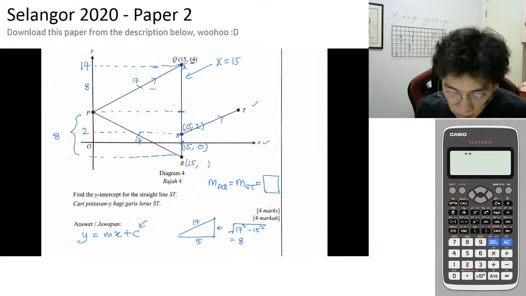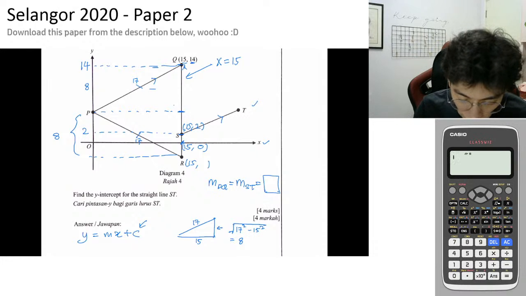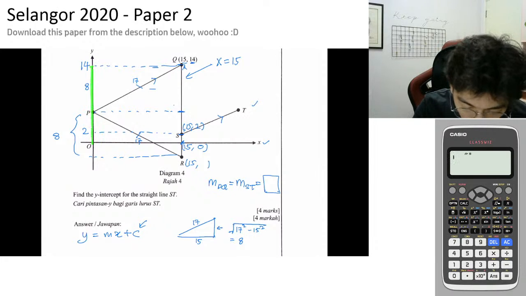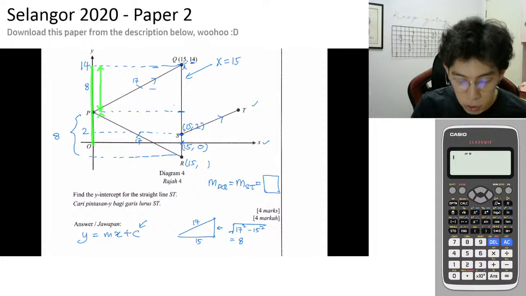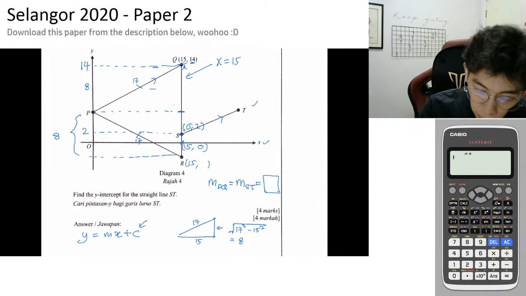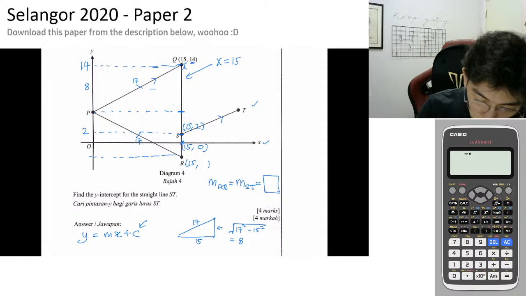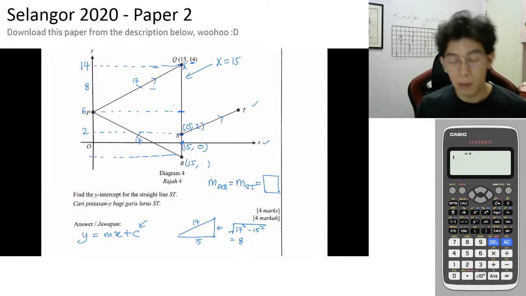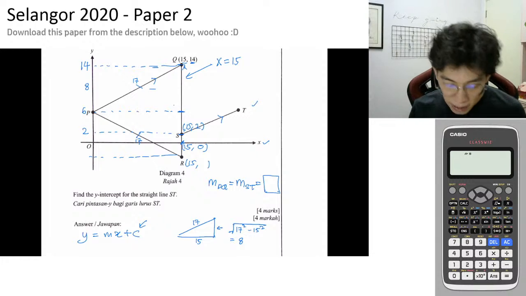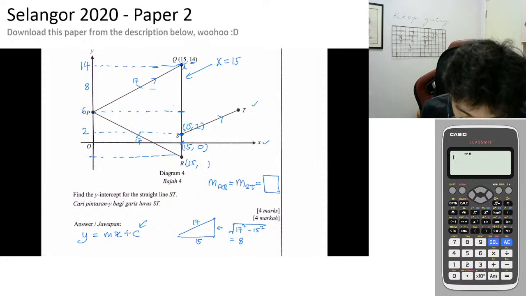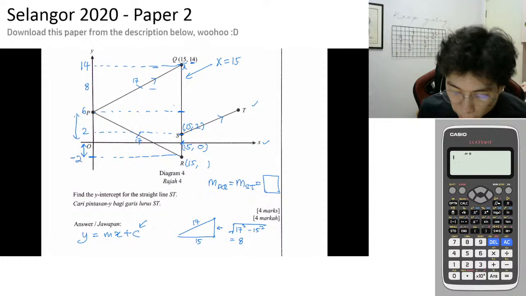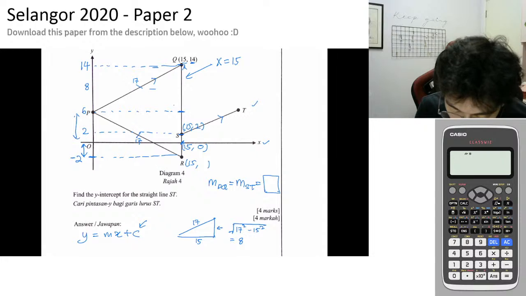Since I know the upper part is 8 already, and the whole thing is 14, let me show you this. See? This whole thing is 14, and this part is 8. So the remaining part here is how much? 14 minus 8, I get P as 6. This one is 6. Now, this one is 6 and another extra 2, right? So this will be negative 2. Everyone, I solved my R as well, which is negative 2.